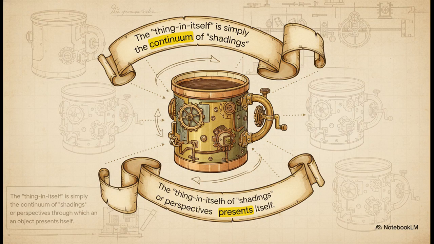I want you to think about a coffee mug on your desk. When you look at it, you only actually see one side of it, right? But you don't perceive it as just a flat surface. You perceive it as a three-dimensional mug. Your perception is already filled with these anticipations of the back, the bottom, the inside you can't see. For Husserl, the mug is this entire series of profiles, perspectives, and potential shadings.